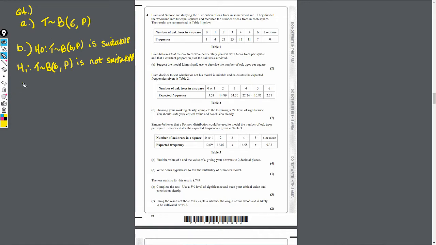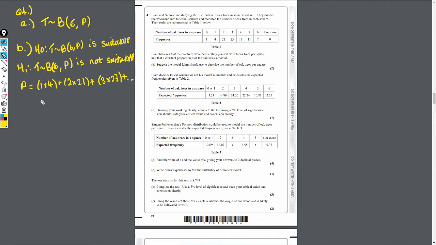So p, how do we work out p? Well, p will be my probability of success. My success would be kind of like your discrete random variables. If you've got no oak trees here, you times it by 1, we've got no oak trees. If there's 1 oak tree per square, we've got 4 of them. So we're going to have to sum all these multiplied together. For example, it'd be 1 times 4, plus 2 times 21, plus 3 times 23, plus so on and so on.